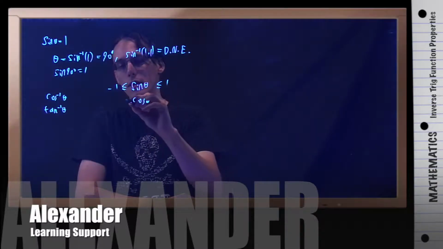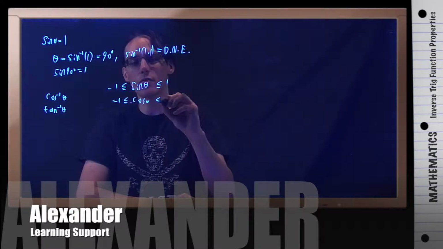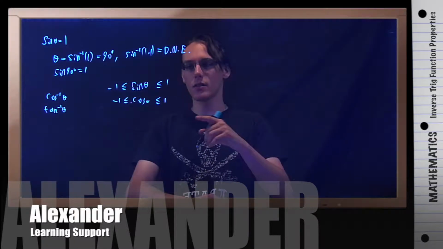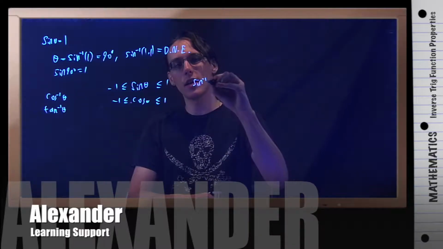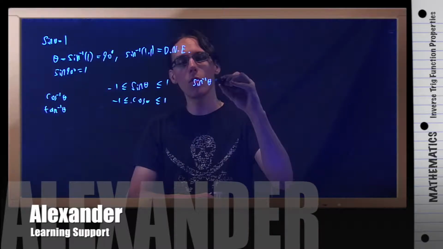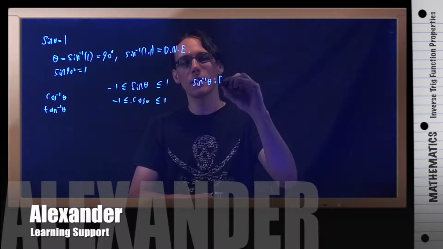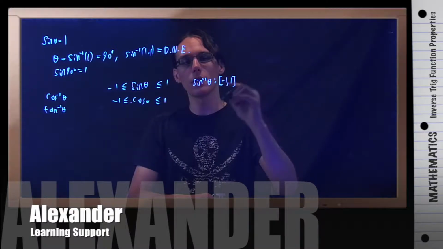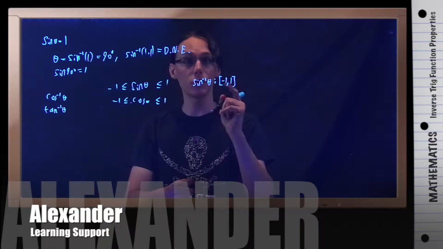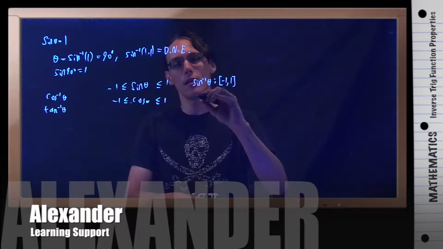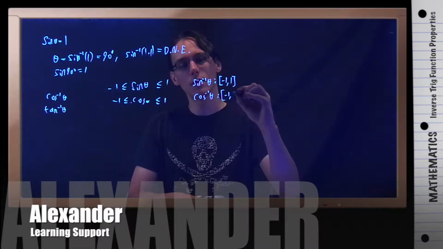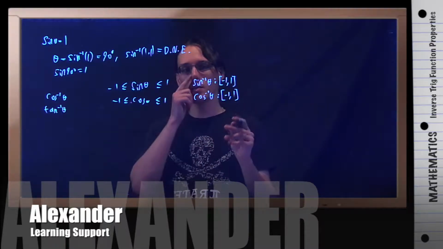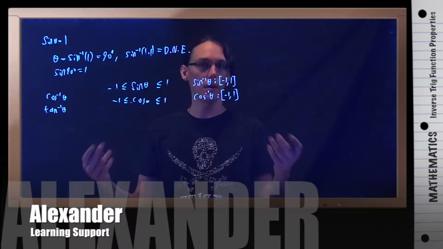And cosine of theta, likewise, was between negative 1 and 1, which means that when you do sine inverse, the number you're going to plug in will always be between negative 1 and 1. You'll never plug in a number bigger than this. And if you do, you made a mistake somewhere. Likewise, for cosine inverse, you'll never plug in a number greater than 1 or less than negative 1.